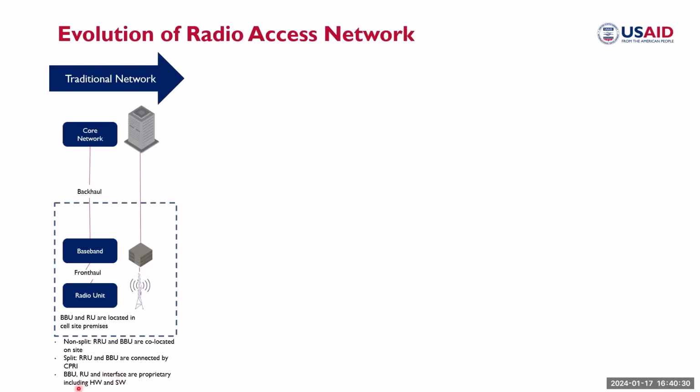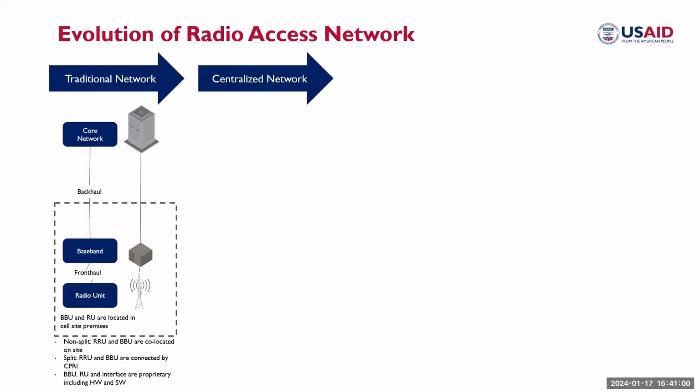RU and BBU are connected by CPRI, and the baseband unit, the RU, and the interface are proprietary, including hardware and software. So you can't have different vendors for this one. If you have chosen one vendor, you have to have the whole radio access network be one vendor only.